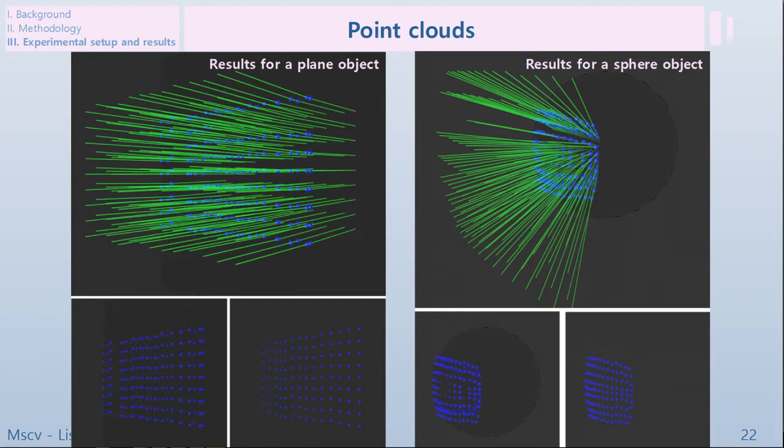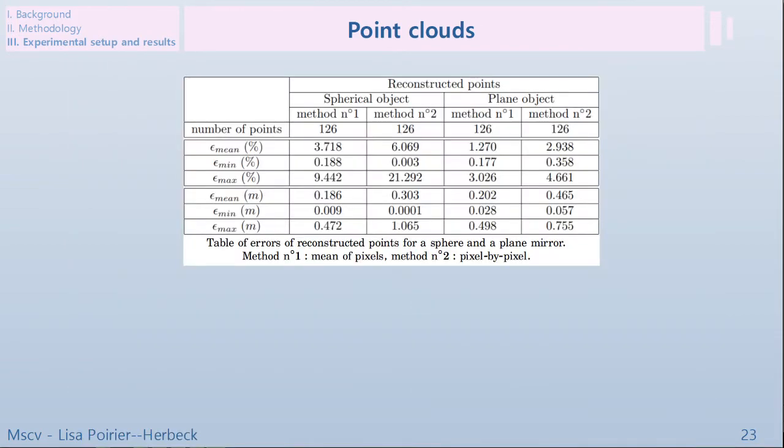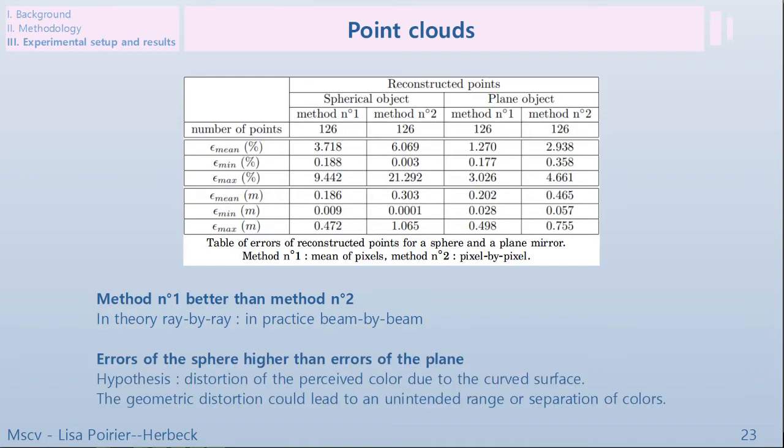The reconstructed point clouds are blue and the normal lines are green. We reported the point cloud errors in a table, and the first thing we can see is that method number 1 is better than method number 2. We used to think the contrary because theoretically our method is ray by ray, but in practice it seems to be beam by beam.